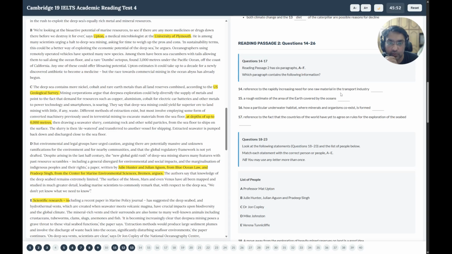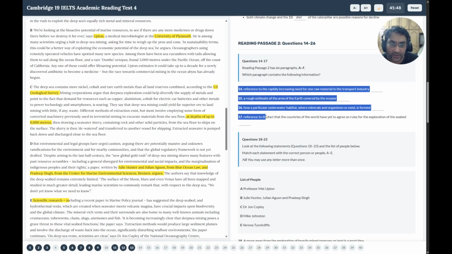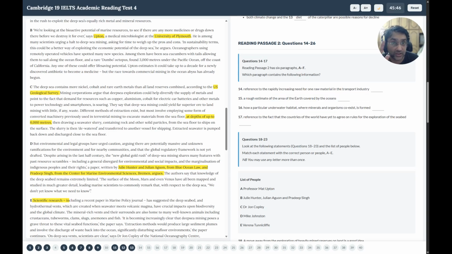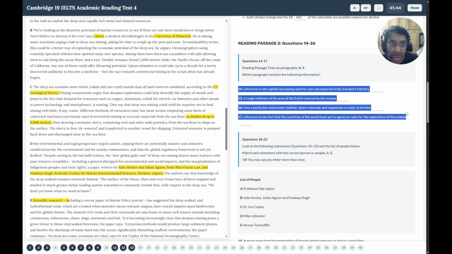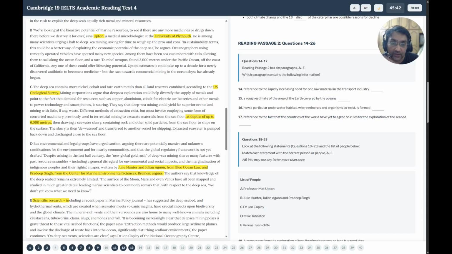the seabed. So we need to understand which passage, and none of these are repeating here. It's only repeating from question 18 to 23. These will be unique answers, mutually exclusive. A reference to the rapidly increasing need for one raw material.